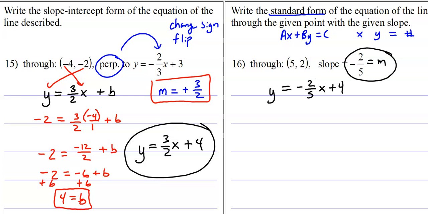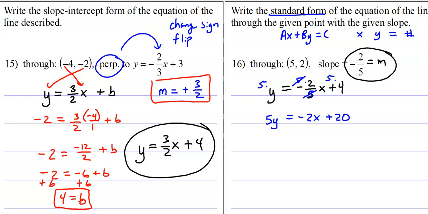Now we just got to get in standard form. Standard form cannot have any fractions. So I need to clear this 5 out of here. So the opposite of divide by 5 is multiply everybody by 5. Everybody by 5. That'll clear out that fraction. So I'll have 5y equals, these will cancel, negative 2x plus 20.